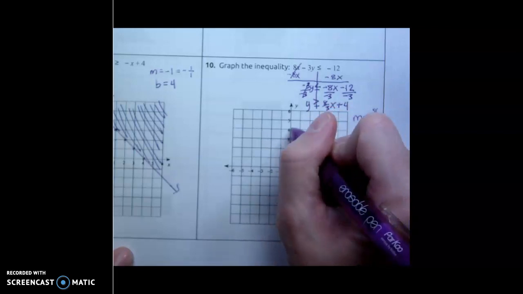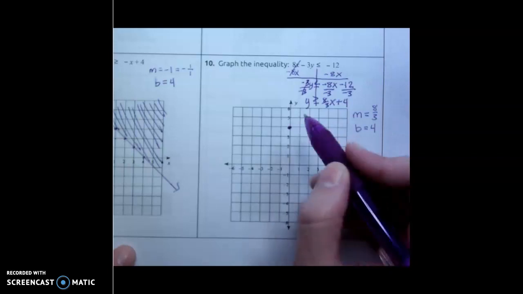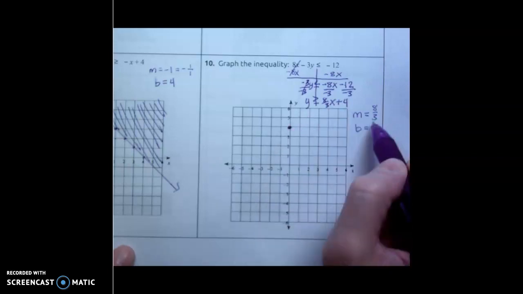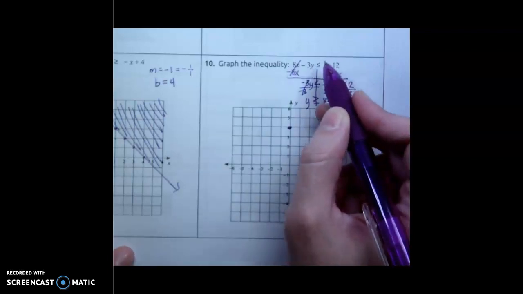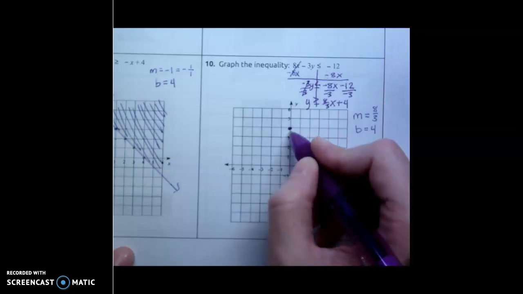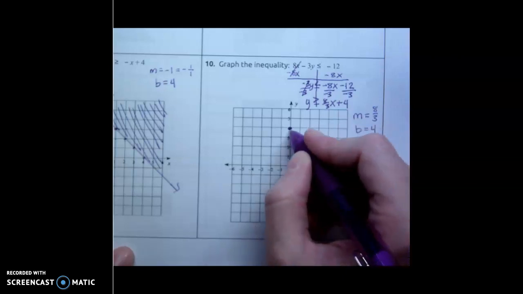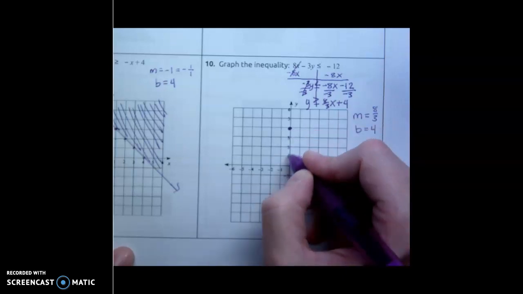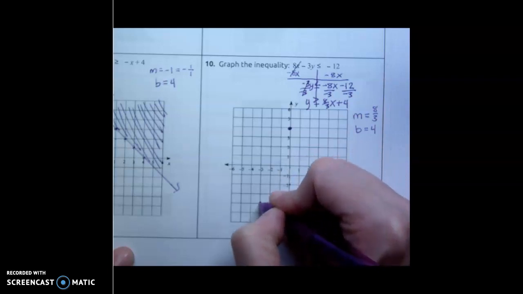So go plot the y-intercept at positive 4. And now we've run into a little bit of a problem, because if we did the rise over the run, it's 8/3, we'd be somewhere way up here. So instead of going up and over and off the graph, we're going to do the opposite. Instead of going up and right, we're going to go down and left. You just have to make sure that since the slope is positive, your slope stays positive. So we're going to go down 1, 2, 3, 4, 5, 6, 7, 8, and then over 3.